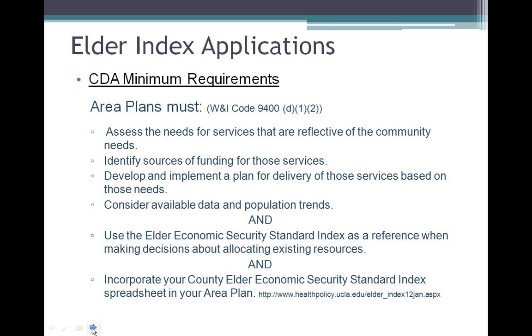So I'm going to turn it over to Ed now to talk about a forthcoming program memo and to answer some of the questions that AAAs have submitted ahead of this webinar. Next slide, please.